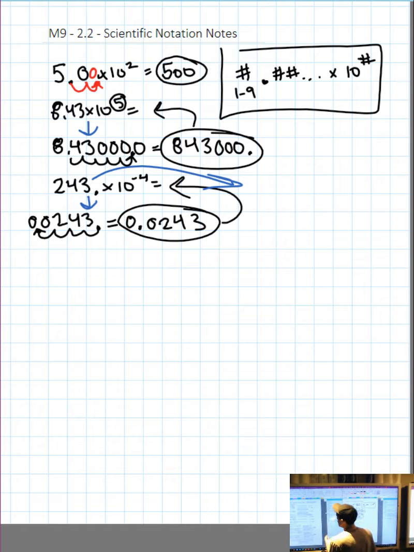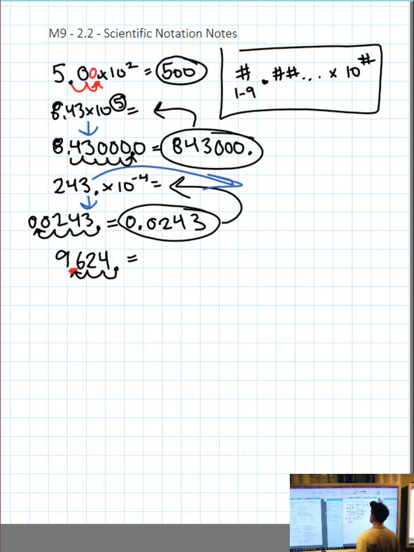Okay, so now write in scientific notation. So let's take the number 9624, and I'm going to throw a decimal on there. Equals. So remember, we need to get the decimal to right here. So how are we going to get there? Well, we need to move the decimal 1, 2, 3 to the left.